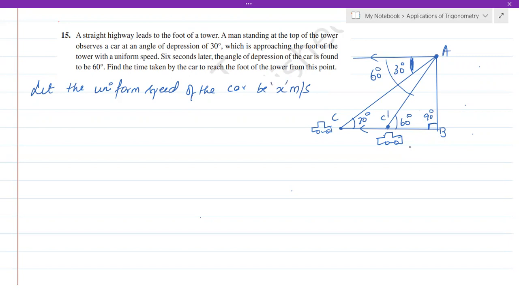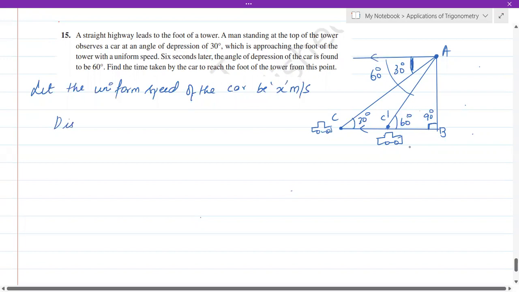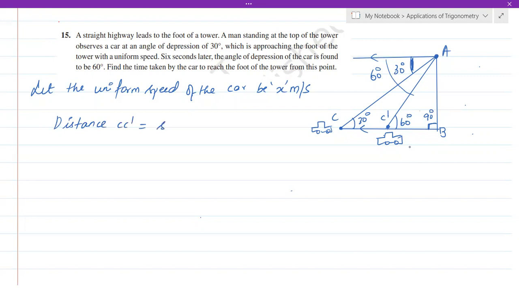Now from C to C dash, what will be the distance? Remember, distance is given by the formula speed into time, isn't it? What is the speed of the car? We have taken it as x, and the time is 6 seconds. From C to C dash, it has taken 6 seconds. Therefore, the distance C C dash will be 6x meter. So let's write it here. From here to here, it is 6x.